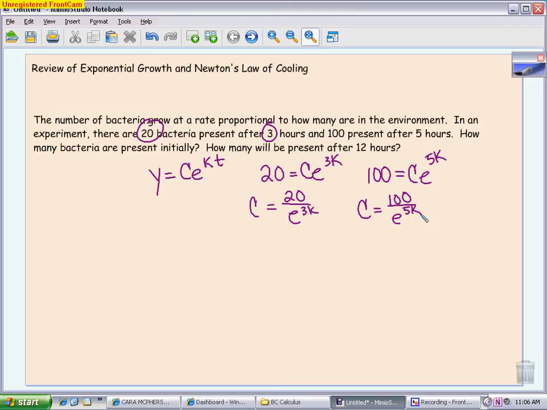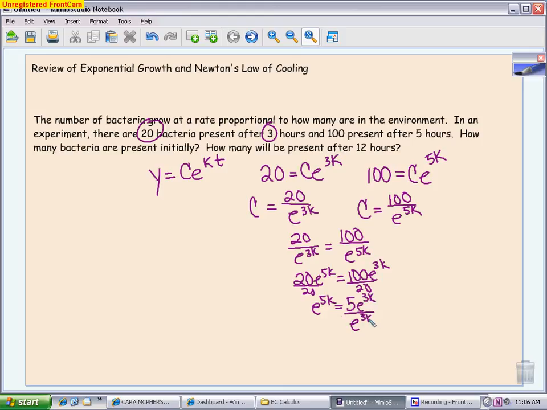I'm going to set those two equal to each other so I can solve for k. So 20 over e to the 3k equals 100 over e to the 5k. Cross multiply, I get 20 e to the 5k equals 100 e to the 3k. I'm going to divide both sides by 20. So I get e to the 5k equals 5 e to the 3k. I'm going to divide both sides by e to the 3k.